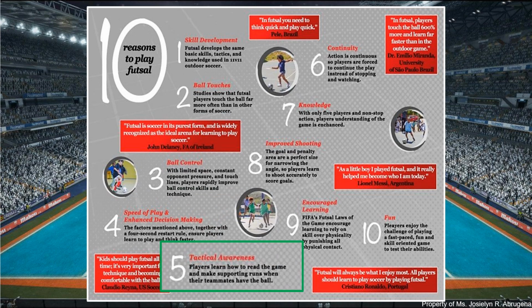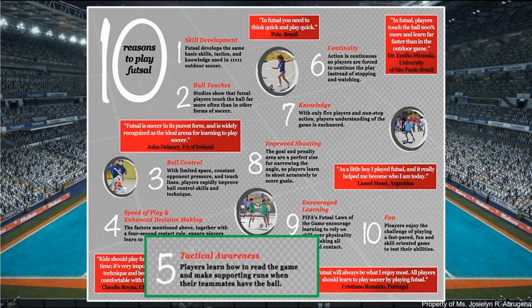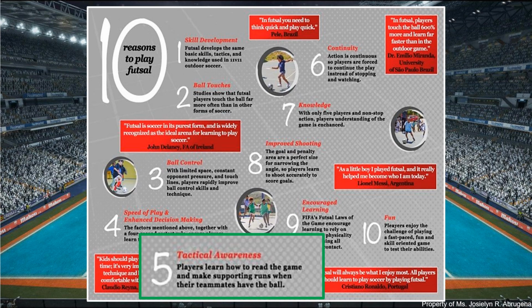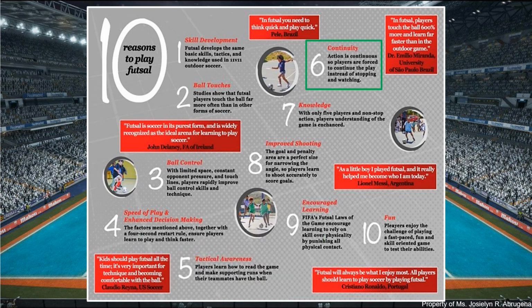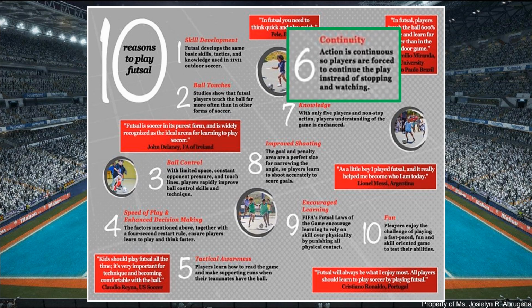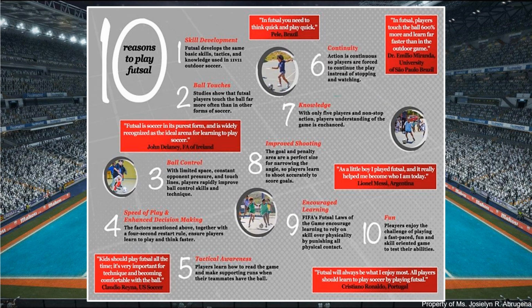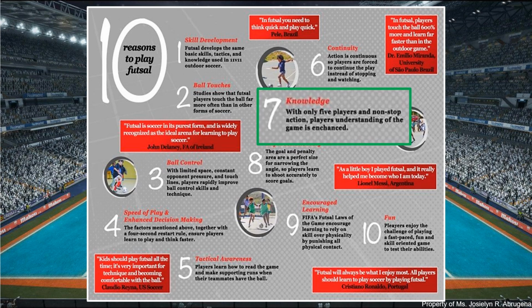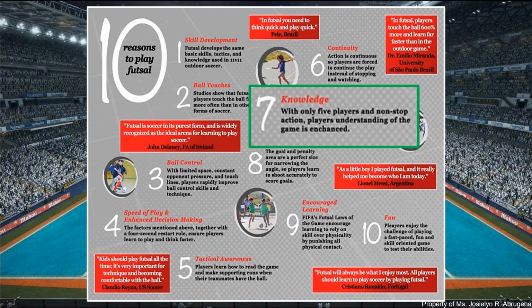Number 5. Tactical awareness. Players learn how to read the game and make supporting runs when their teammates have the ball. Number 6. Continuity. Action is continuous, so players are forced to continue the play instead of stopping and watching. Number 7. Knowledge. With only 5 players and non-stop action, players' understanding of the game is enhanced.